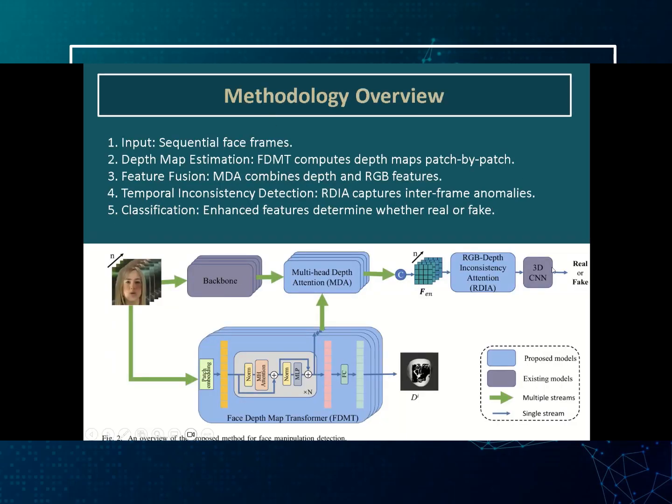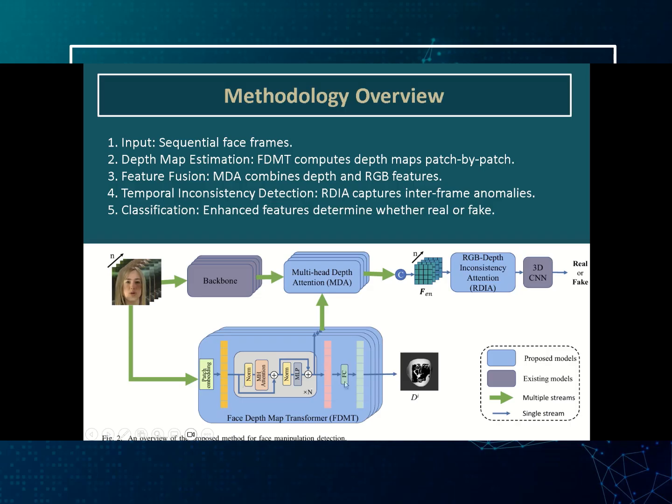So here in this slide, we will see the full overview of the proposed model, how they propose the model and how their model works. The first step is the input. Because it's a video, they provide sequential face frames extracted from the videos. After extracting, they pass the face frames to the backbone, dividing them into non-overlapping patch embeddings and sequence embeddings.